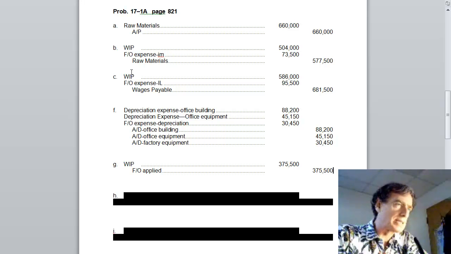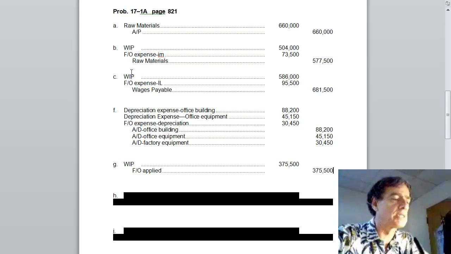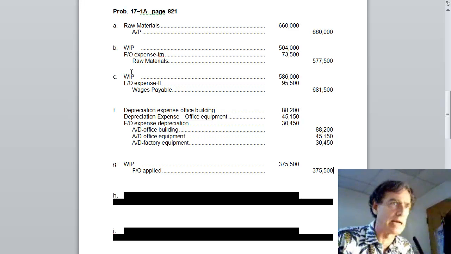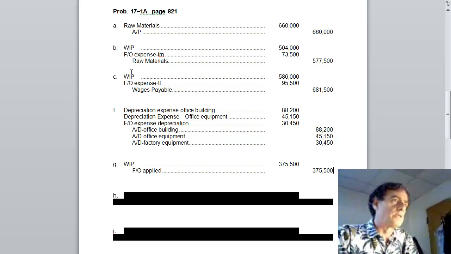Actual overhead costs get debited as they come in, but you don't apply overhead at actual. You use actual to measure how much dollars there are and later develop a rate for the next year, and you use an application rate as you go to charge inventory because you don't have time for actuals to come in. You just use them to study it and develop a new rate later for the next year. So debit WIP, credit FO applied on entry G.